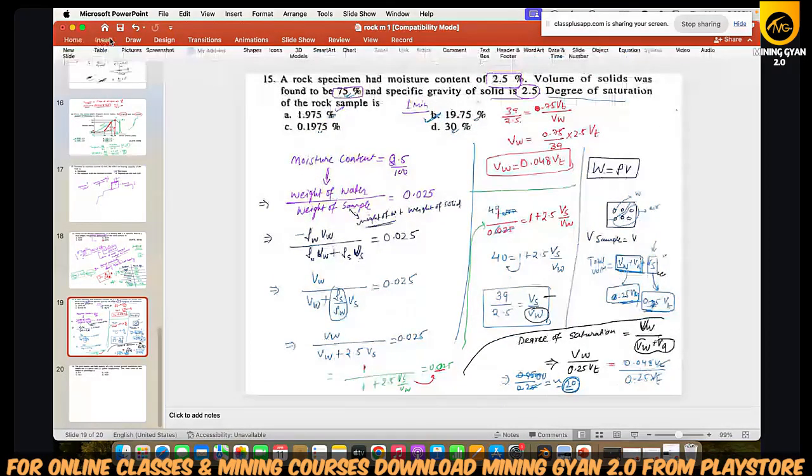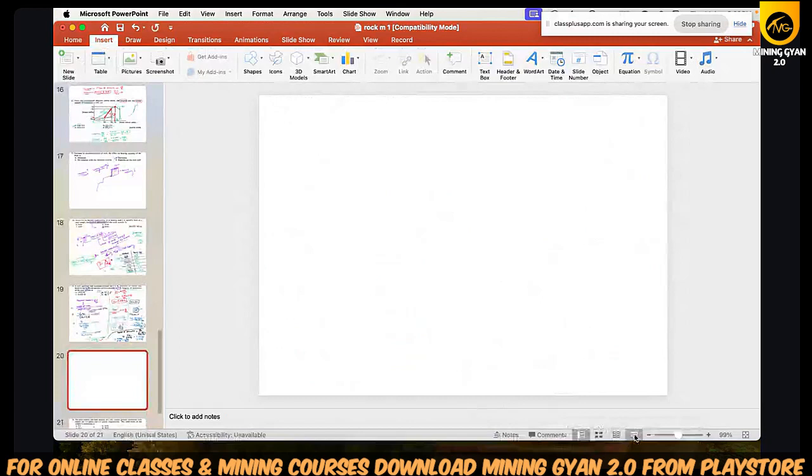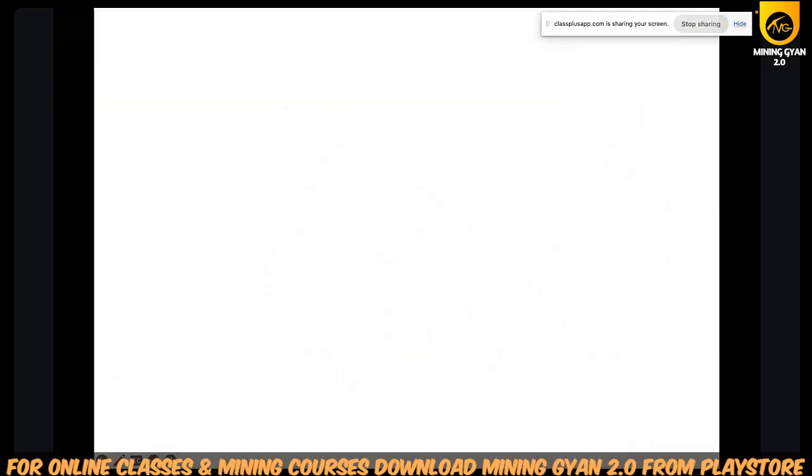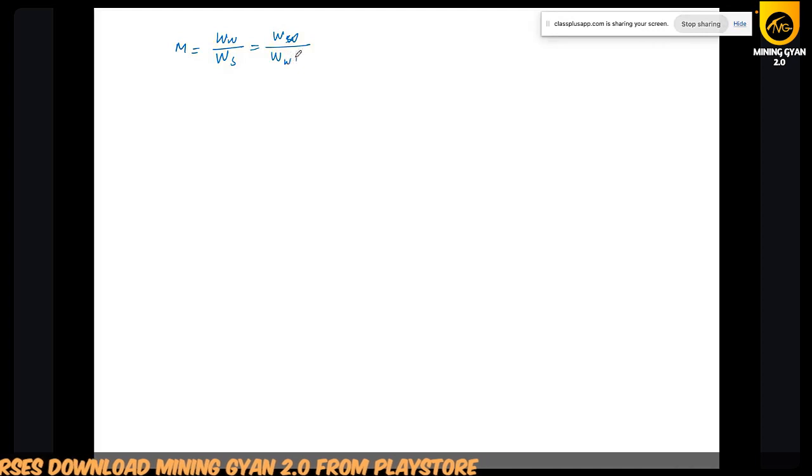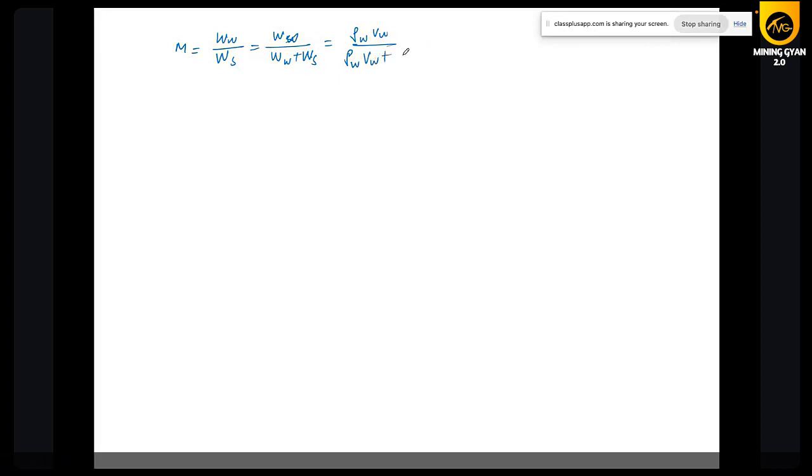So what I have done in this question, I will explain it once again. Moisture content we know. What is the moisture content? Weight of water divided by weight of sample, that is weight of water divided by weight of water plus weight of solid. Weight of water is rho of water times volume of water, divided by rho of water times volume of water plus rho of solid times volume of solid.